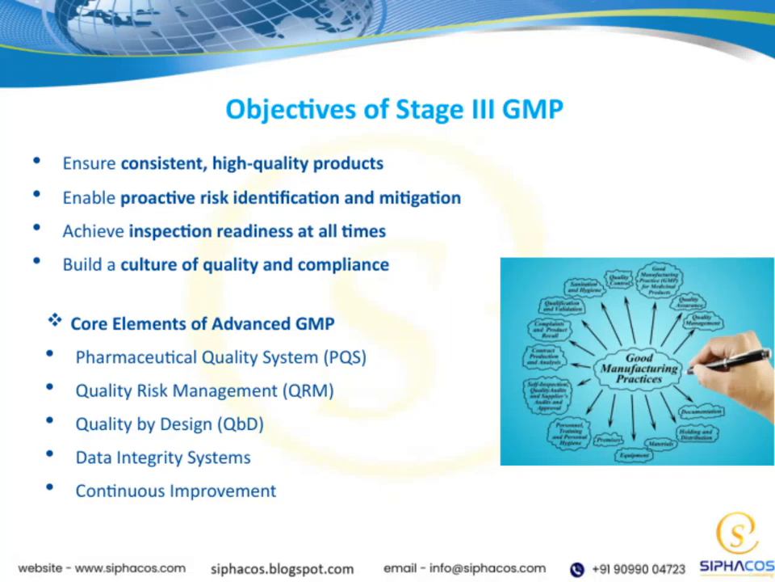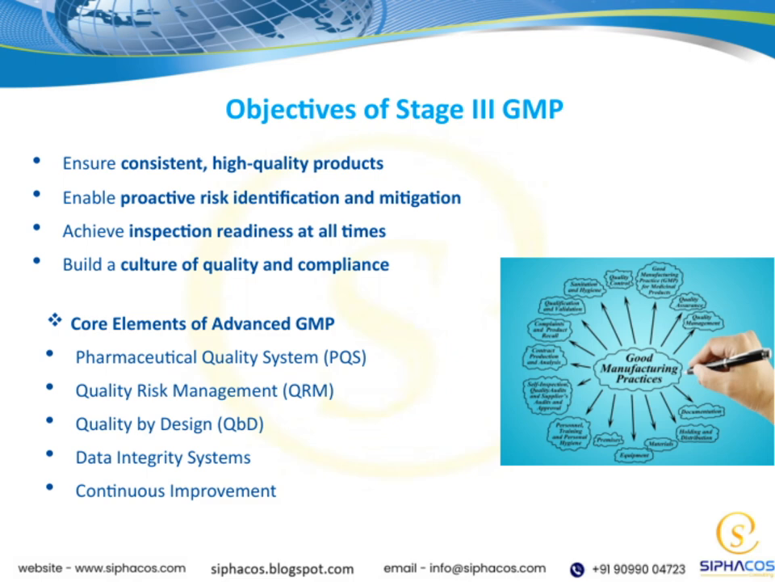Now let's take a closer look at the core elements of advanced GMP. First, we have the Pharmaceutical Quality System, or PQS, which is the foundation for ensuring quality across all processes. Next is Quality Risk Management, or QRM, a proactive approach to identifying and mitigating potential risks before they impact product quality. Then there's Quality by Design, or QBD, which emphasizes designing quality into the product from the outset, rather than relying solely on testing at the end.